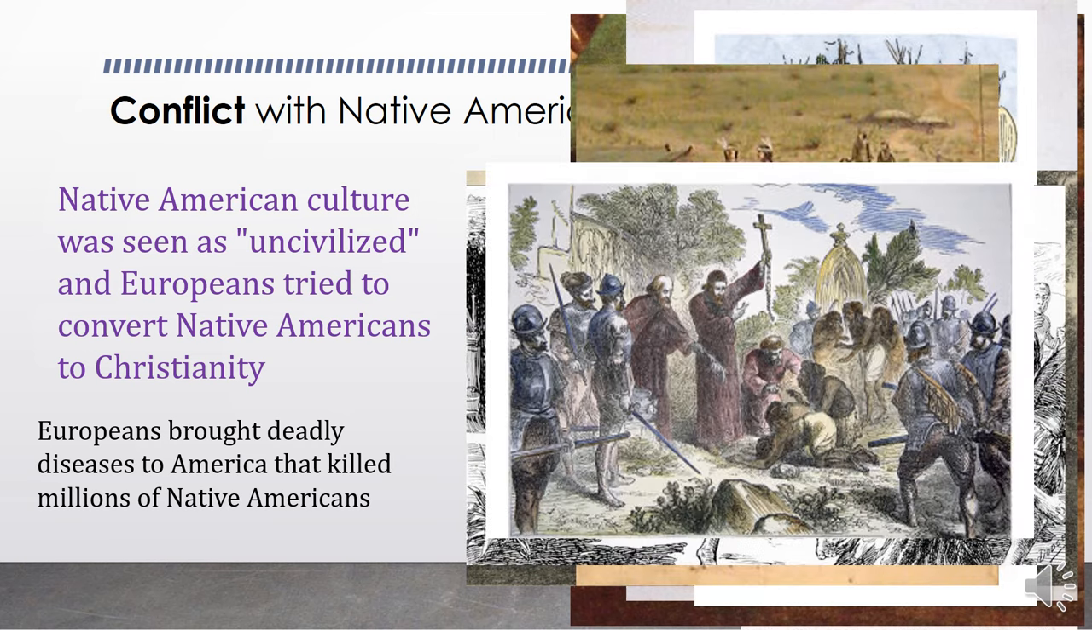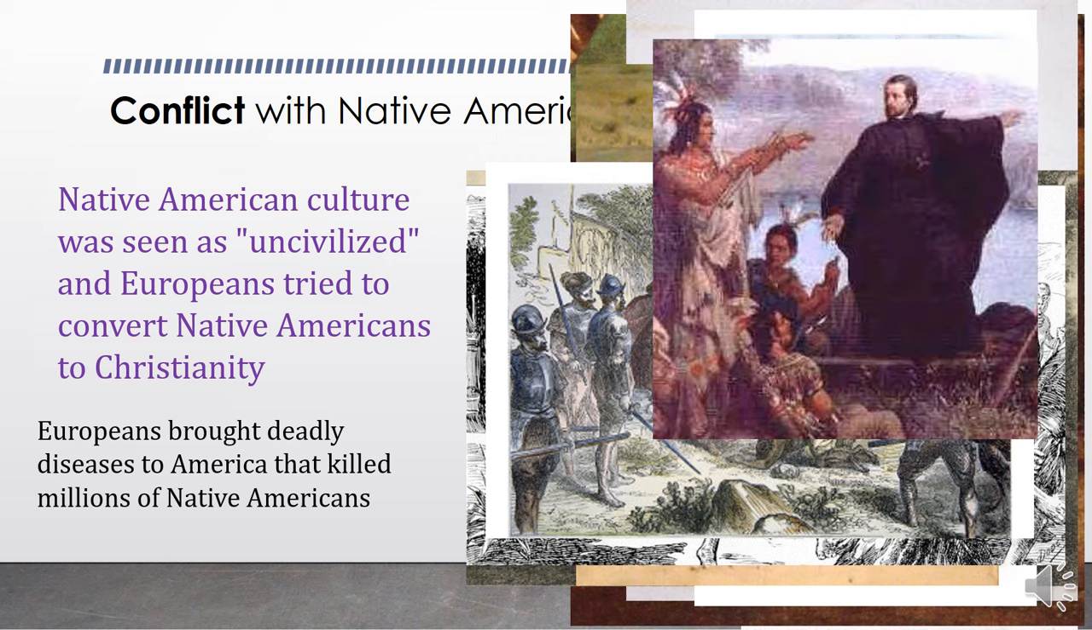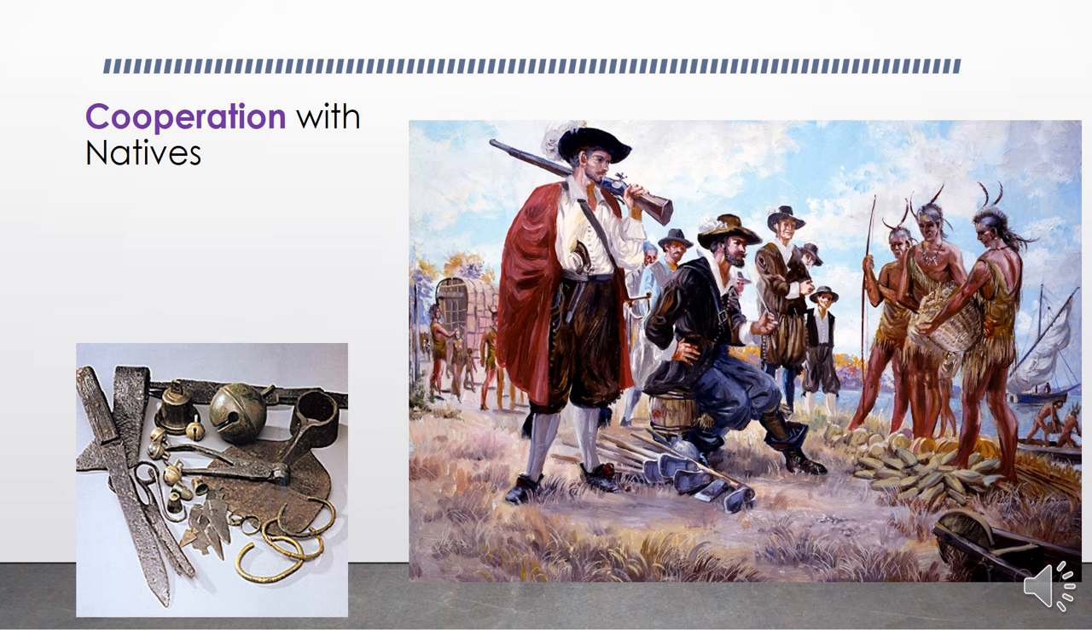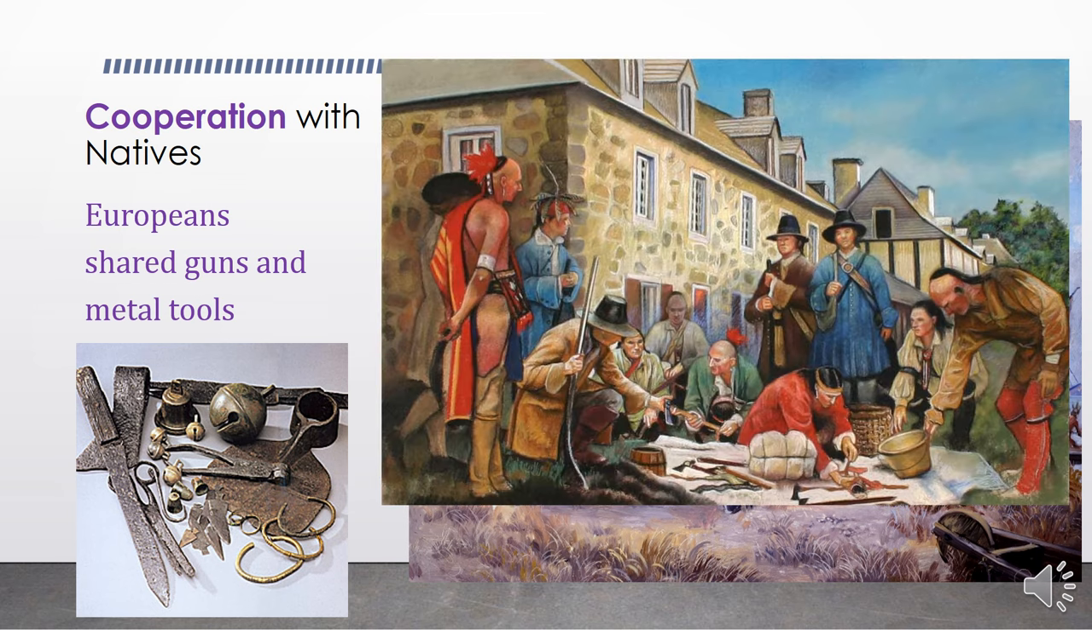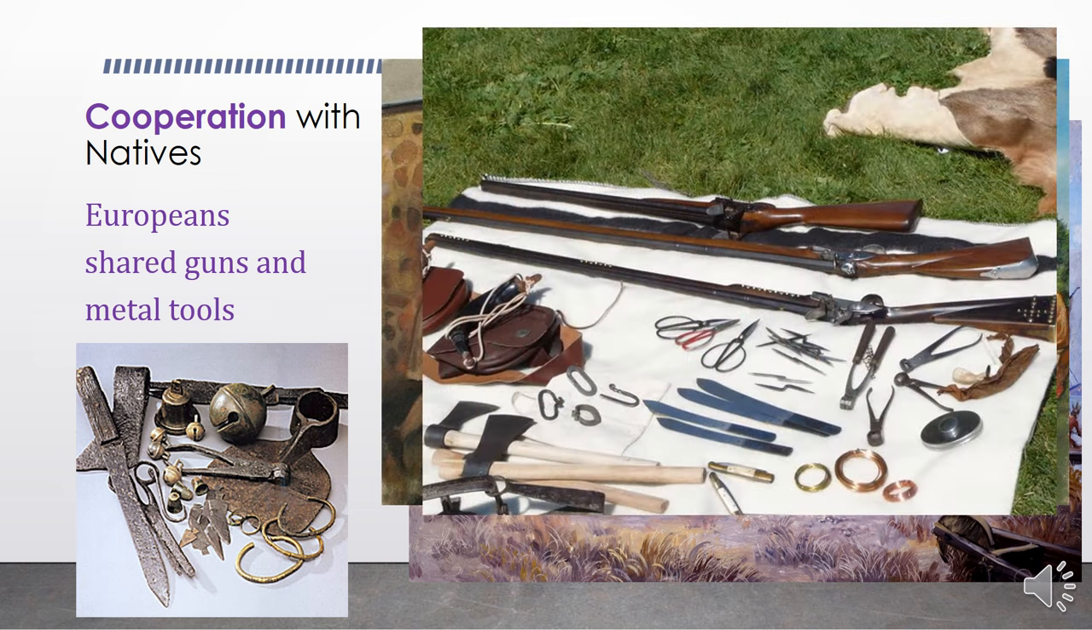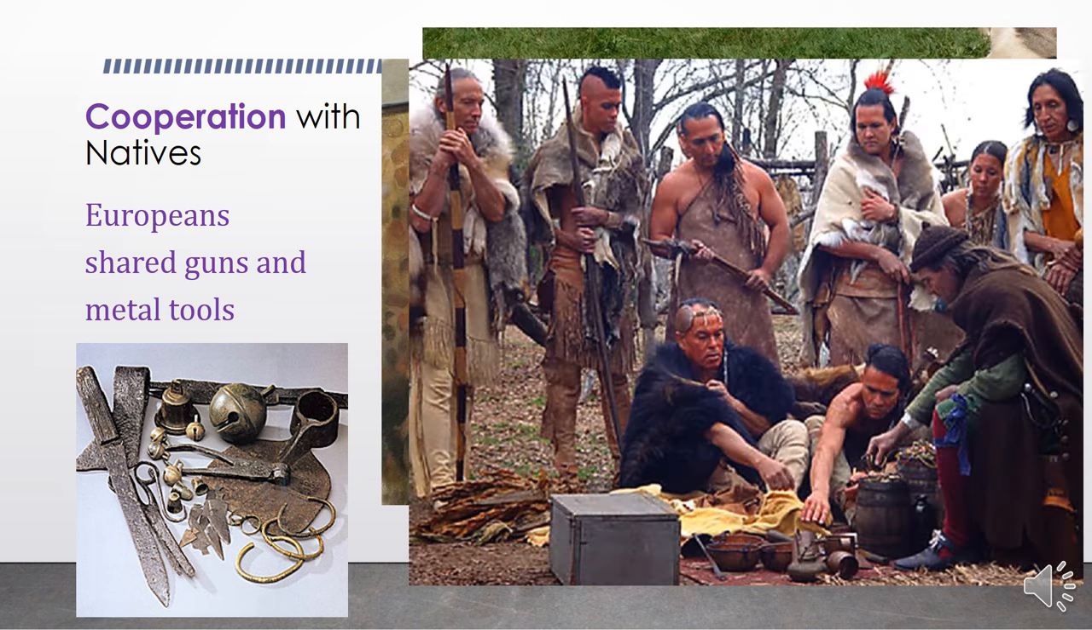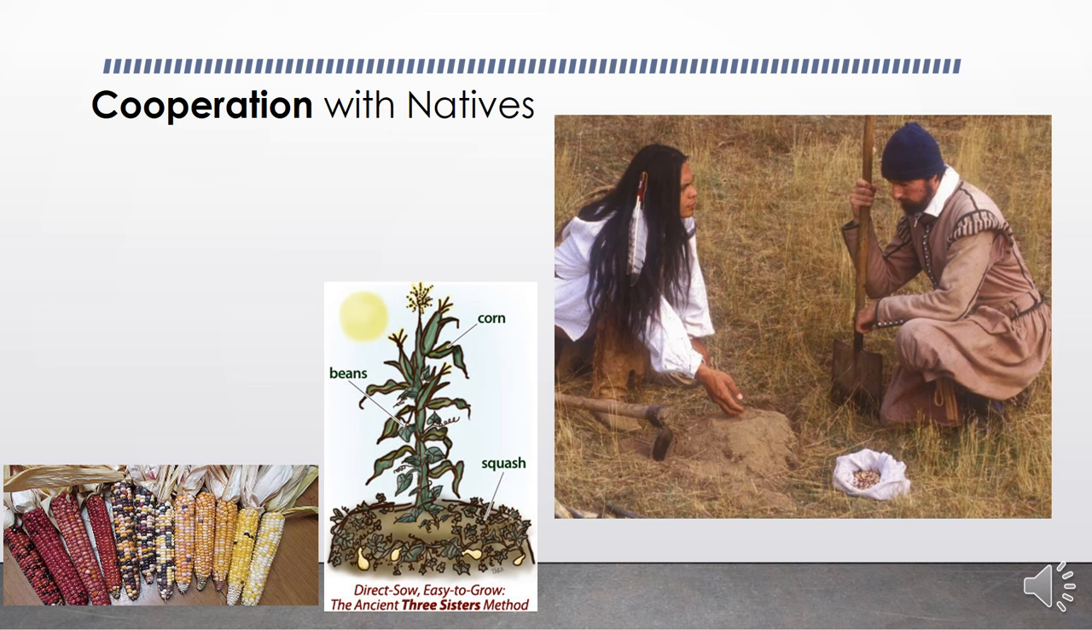Europeans also brought the deadly diseases to America that killed millions of Native Americans. There was some cooperation with the Native Americans. Europeans shared guns and metal tools. We talked a little bit about that, and this would have been the cooperating part, the part that would have sustained relationships between the two groups, because Native Americans did not have guns, did not have metal tools, and they did trade things that helped to the survival of the European settlements in North America.